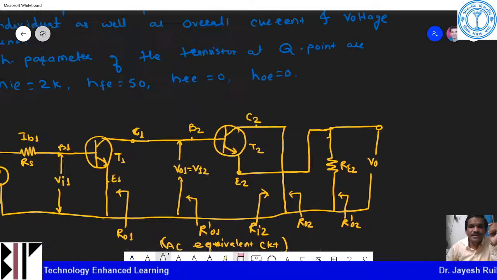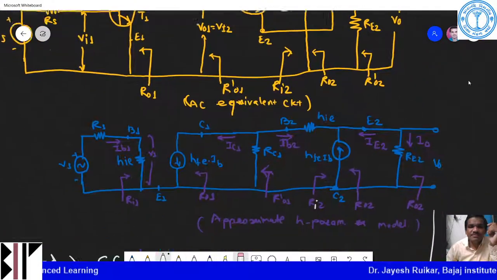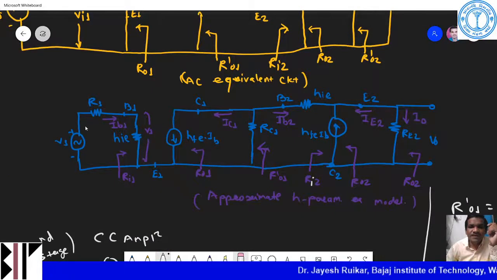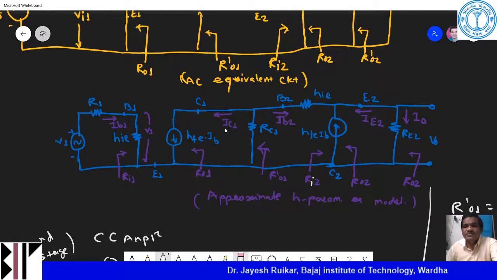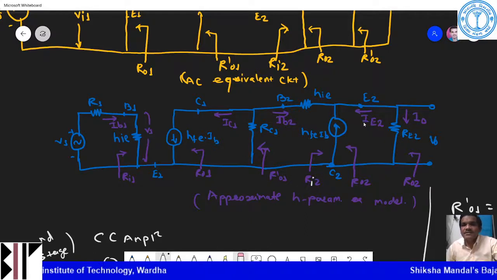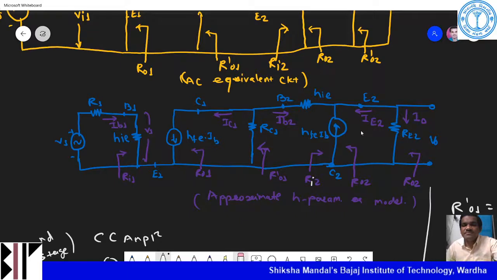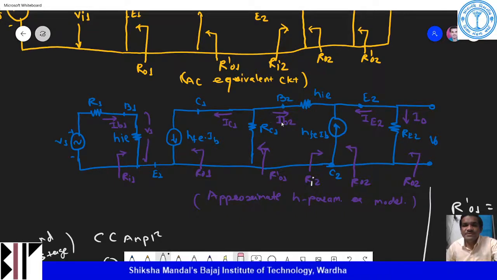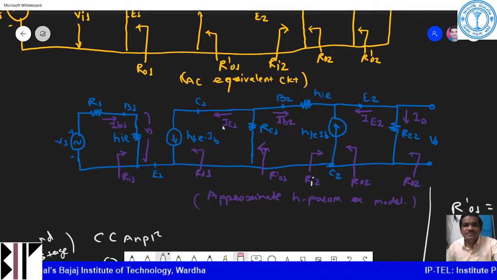Let's go back to this approximate model diagram. IO divided by IB1 comes out to be IO divided by IE2, and then IE2 divided by IB2, and IB2 divided by IC1.